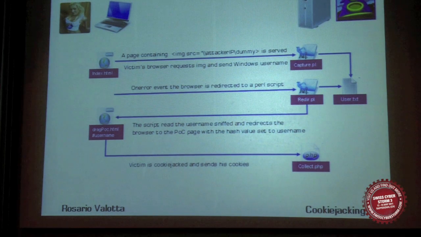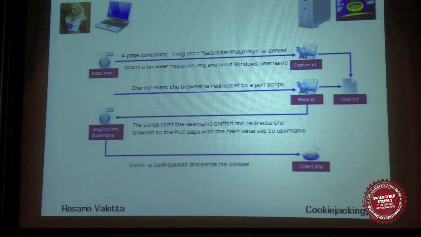So on the error event, the browser is redirected to a second Perl script. This Perl script reads the username from the text file on the server side and redirects once again the browser to the final proof of concept page.